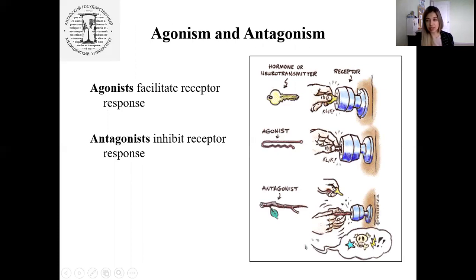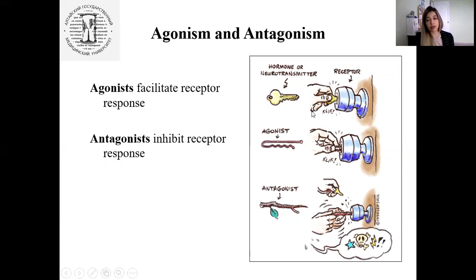Let's see. This is our receptor, the door, which should be opened. And we have some hormone or neurotransmitter, which is the natural agonist of this receptor. So this key can open the door easily, yes? So it can be a good way to have the effect.